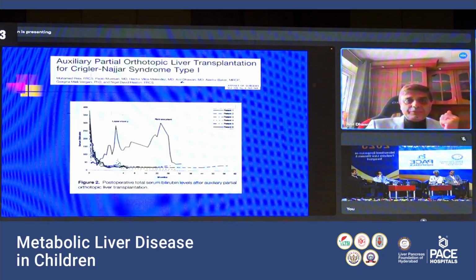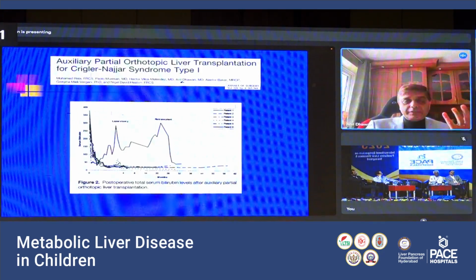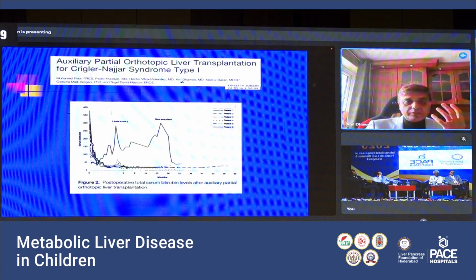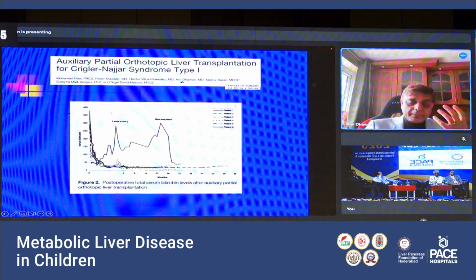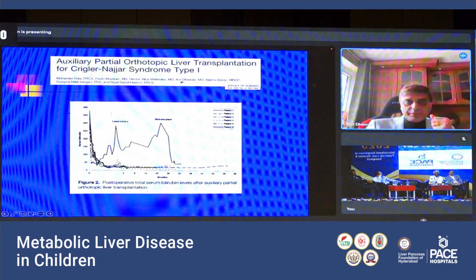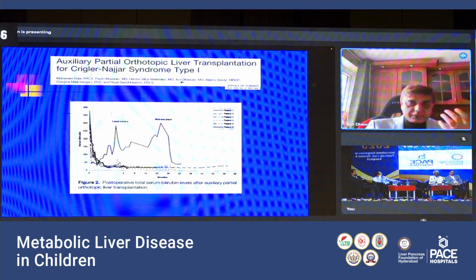This is an example of auxiliary liver transplantation we carried out for Crigler-Najjar syndrome. That gives you a very good benefit. Within 24 hours, you see the bilirubin becomes normal. This was an unfortunate child who developed complications, and this slide is important because the complications have to be spelled out to the family.